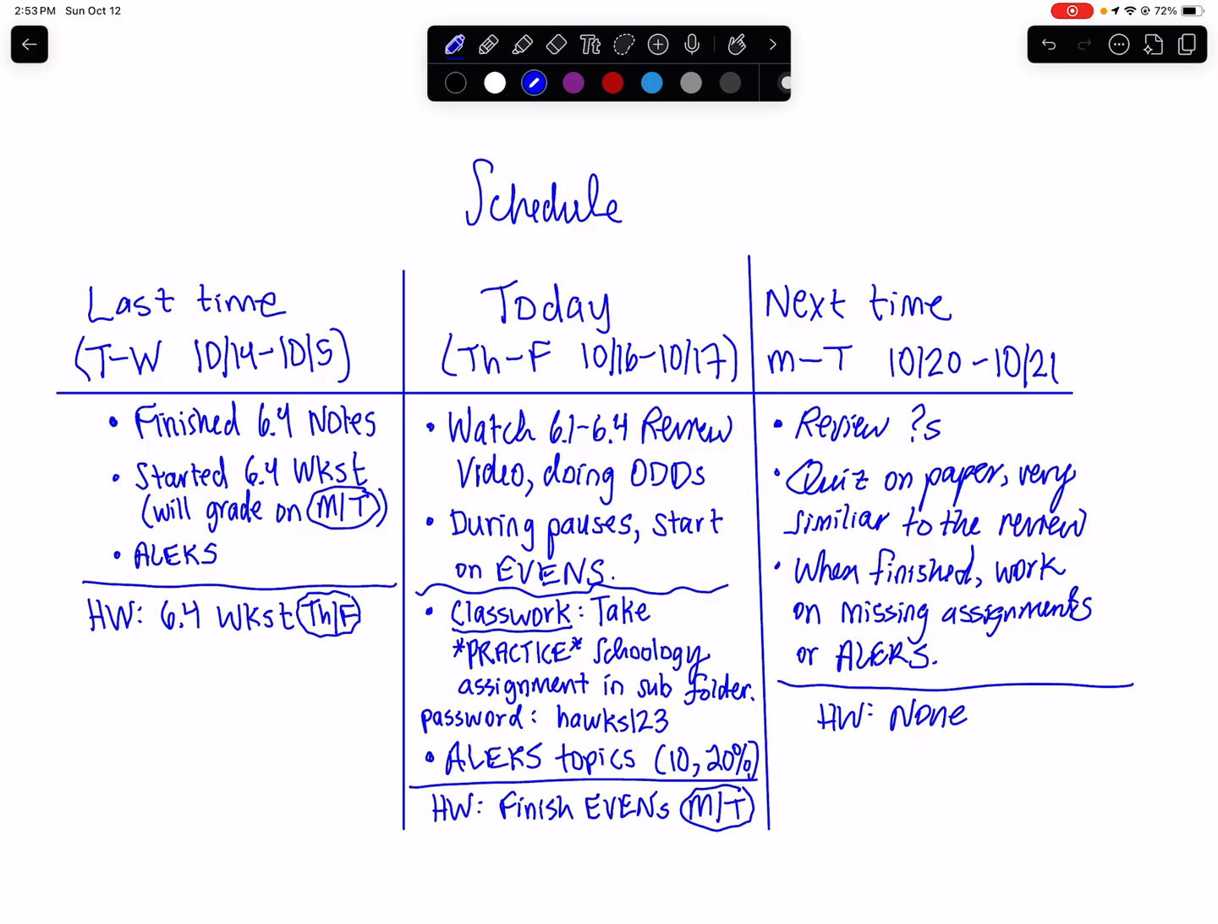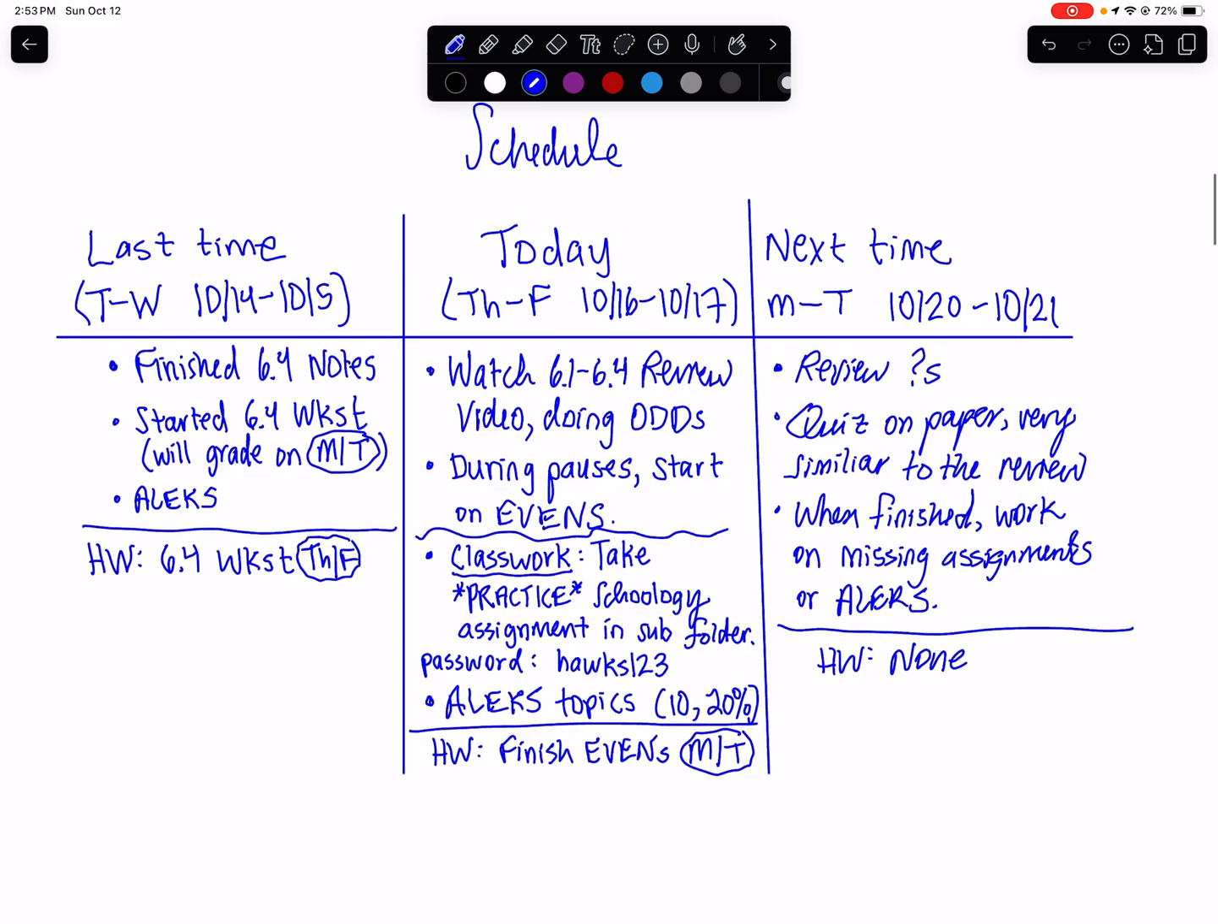Okay, the homework for today is, again, to finish the evens on this sheet that we're going through right now. Next time, we're going to talk about any review questions you guys might have, either from this or from any of the worksheets, and then we'll take a quiz on paper, which is very similar to this review, just with fewer questions, probably like 12 questions. And when you are all finished with that quiz, you'll work on missing assignments in Alex, and I'll be here on that day. I'm just not here today, obviously.